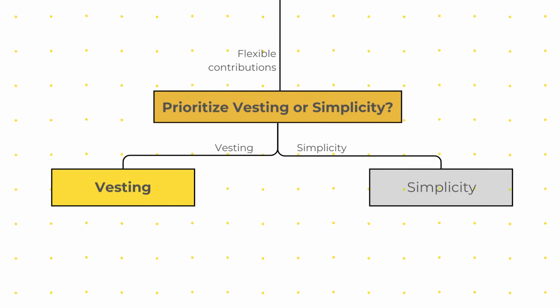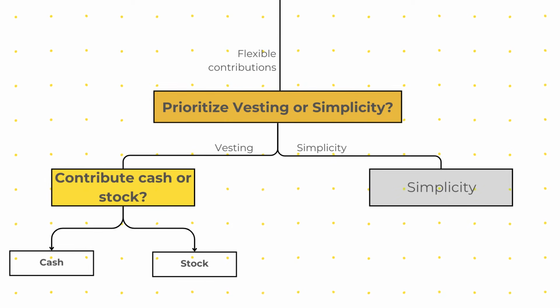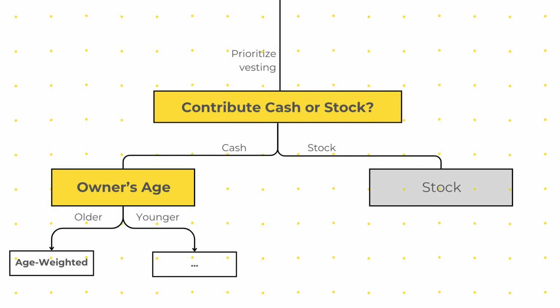All right, so going back up the tree, what happens if your hypothetical client needs the flexibility of contributions and wants vesting requirements? The next thing to consider is whether they want to contribute cash or stock to the retirement plan. On the exam, they will be explicit about stock or equity in the question, so if there's no mention, default to cash. Here, once again, the age of the owner is going to be a differentiating factor.